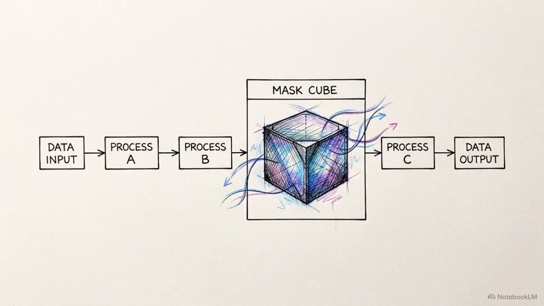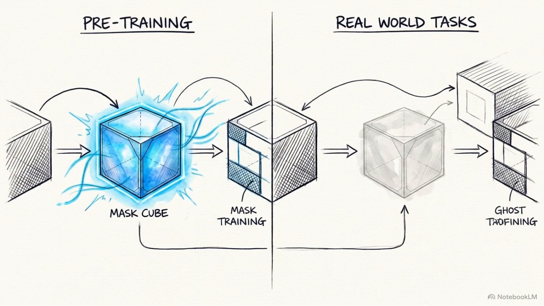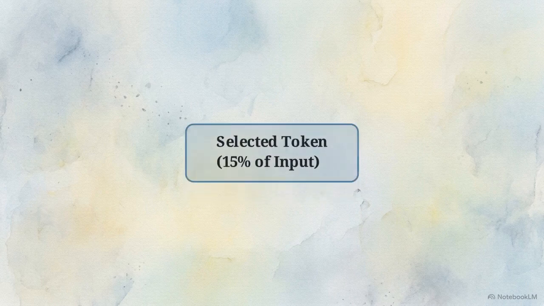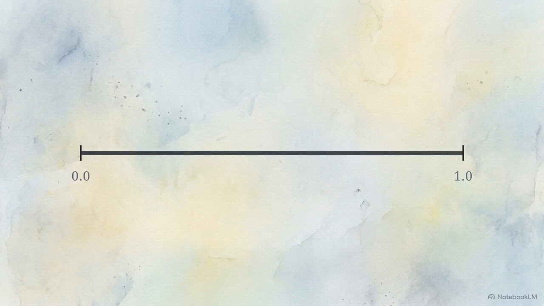Masking solves the copy paradox, but it introduces a structural flaw. The mask symbol is entirely synthetic. It exists during pre-training, but it never appears when the model is applied to real-world tasks later. To prevent the network from over-optimizing its internal representations for a symbol it will never see again, BERT applies an 80-10-10 replacement rule to the selected tokens.